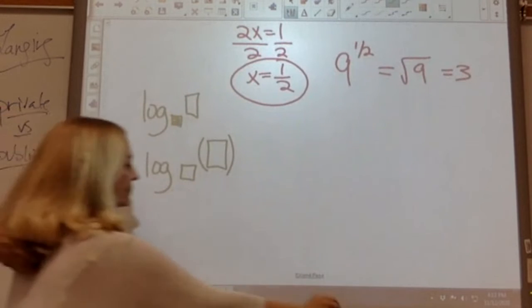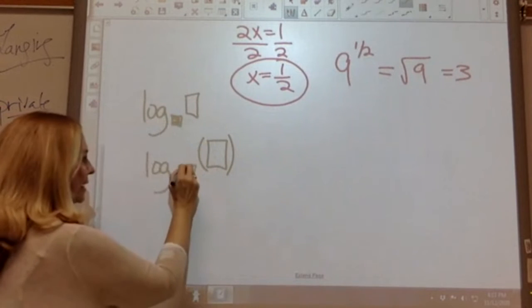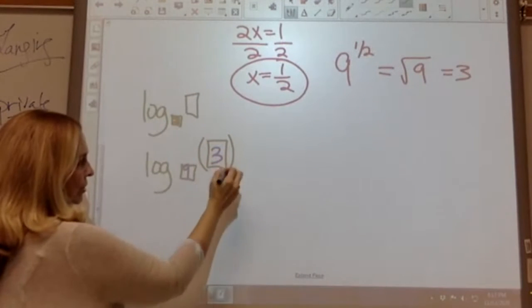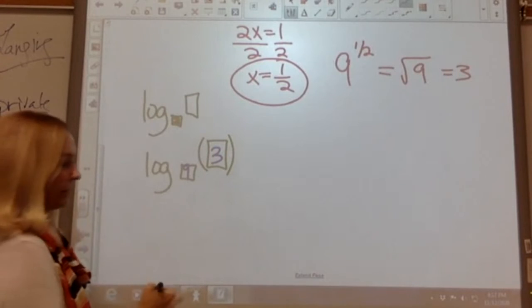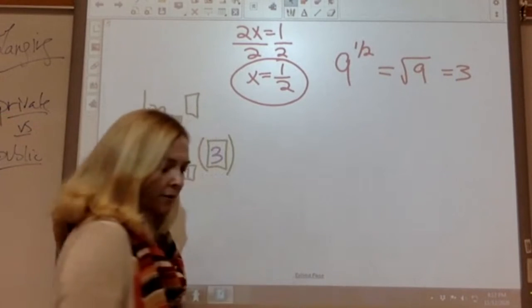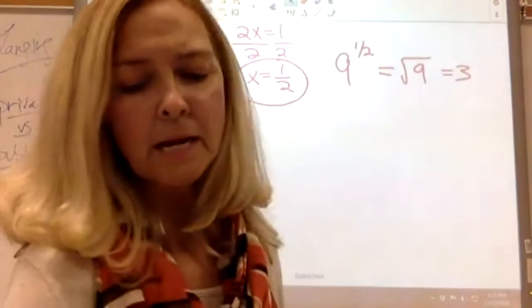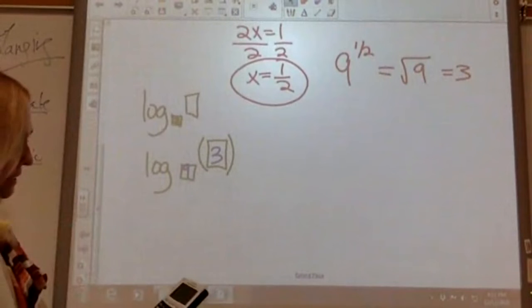So the base would be 9. I would put 3 here, and I would press equals, and it would give me the answer of 1/2. Okay. Now, the graphing calculator does not have a key like that you can look at and see.